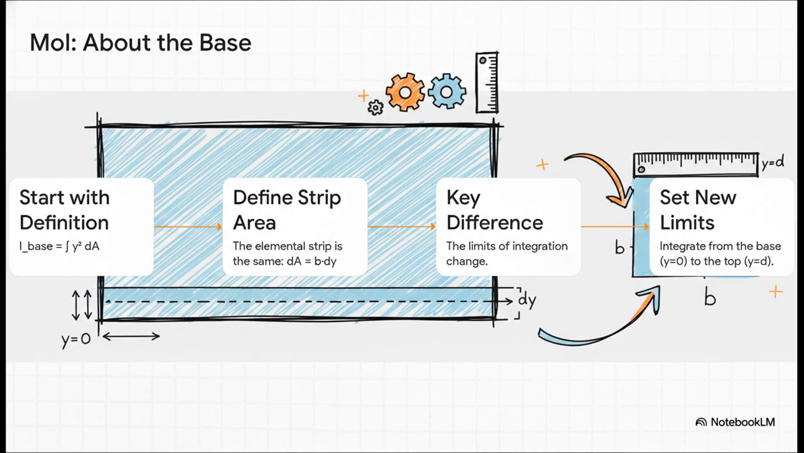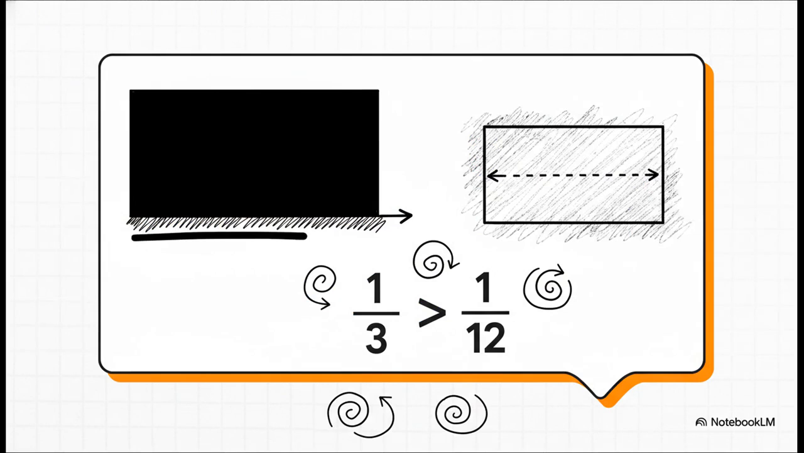Okay, that was for the center. But what if our axis of rotation is at the very base of the rectangle? The process is almost exactly the same. We use the same strip, dA equals b times dy. But what's the one thing that changes? It's the limits. This time, since we're measuring the distance y from the base, our strip moves from y equals 0 at the bottom all the way up to the full depth d at the top. And that one simple change in limits gives us a brand new standard formula. I base equals bd cubed over 3.